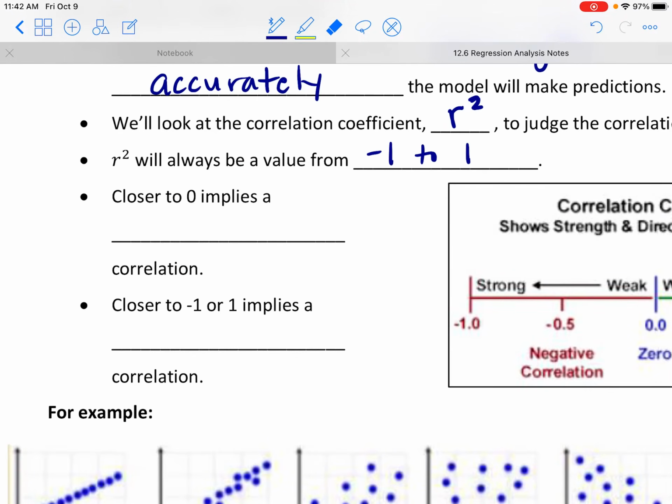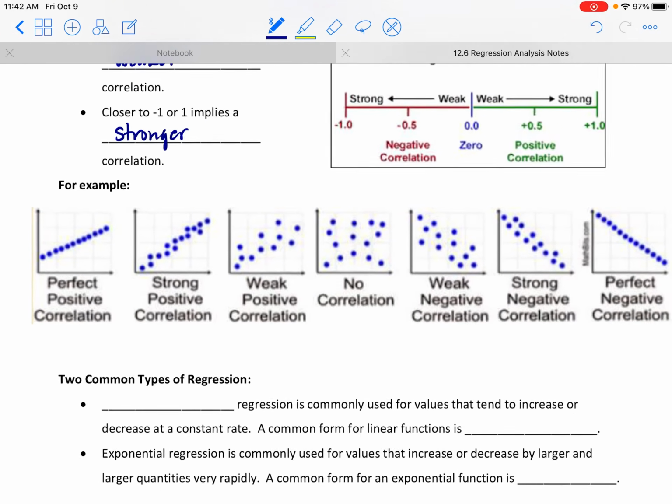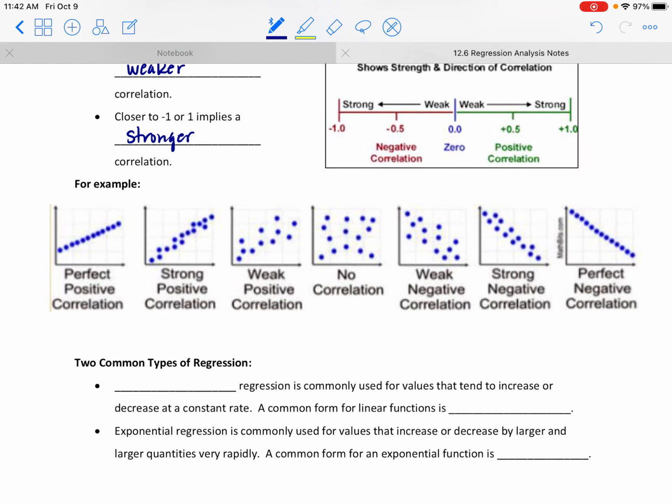So a correlation coefficient closer to 0 implies a weaker correlation, a weaker relationship, a weaker model, data that is farther from the model than we want it to be, and that means your predictions would be less reliable. Whereas if you're closer to -1 or 1, then you have a stronger correlation, a stronger model, data that's closer to the model that you've created, and your predictions are going to be more accurate and more reliable.